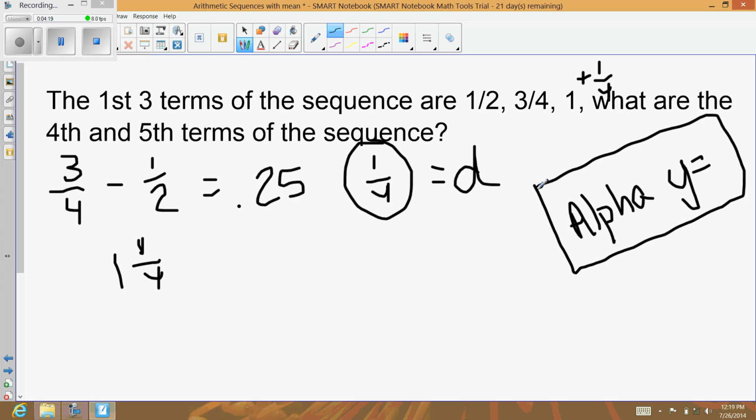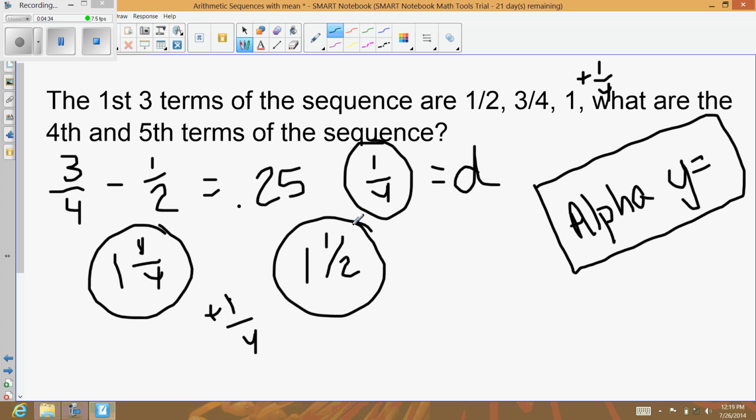On the 5th term, again, you just add to the previous term, you're adding a fourth. A fourth plus a fourth is a half. So you get 1 1/2 or 1.5, your choice. But these are the 2 answers that it's looking for.